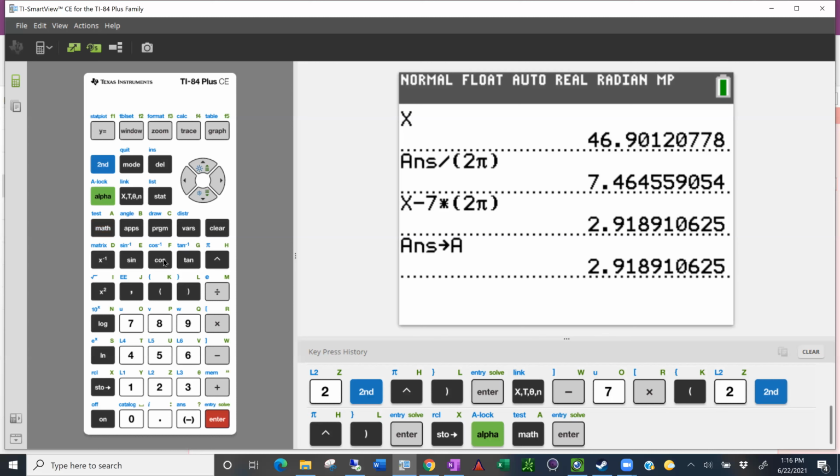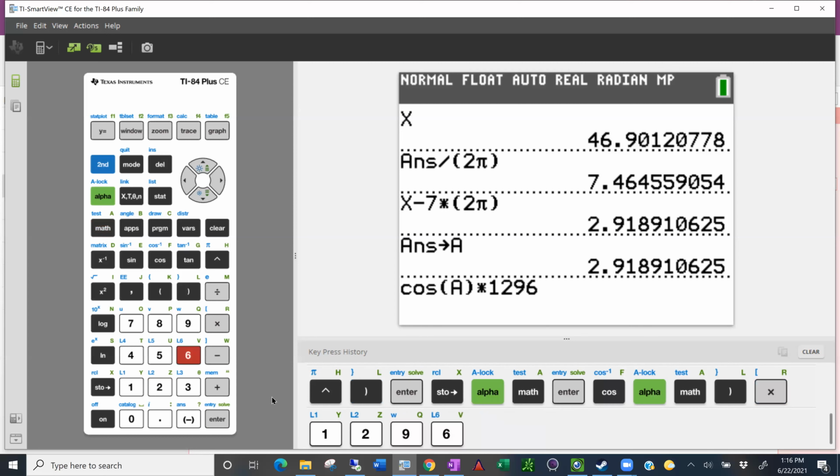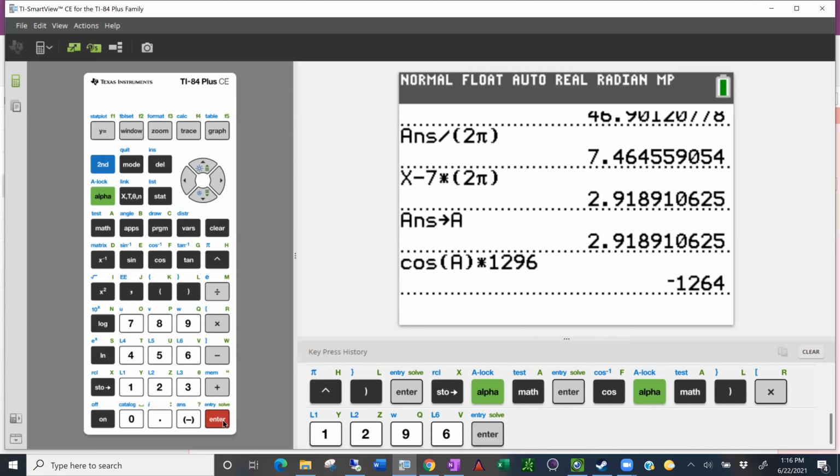And if I did cosine of alpha, oh, and I forgot to put the times 1296, I should get the same thing I got just a minute ago. Yeah, negative 1264. So I don't know if they were looking for an angle between 0 and 2 pi. Maybe that was their objection. What would you get for, because I got negative 1263.940, but I guess you rounded, right?